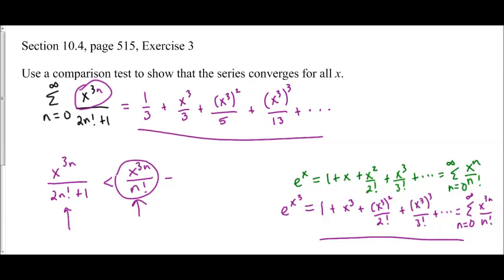Now, because this series converges to e to the x cubed for all x, and because the terms are bigger than the terms in my original series, I know that my original series is also going to converge for all x.